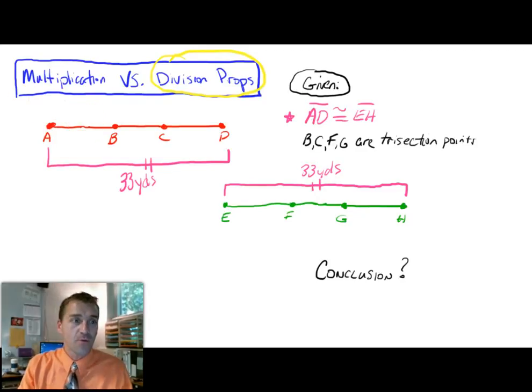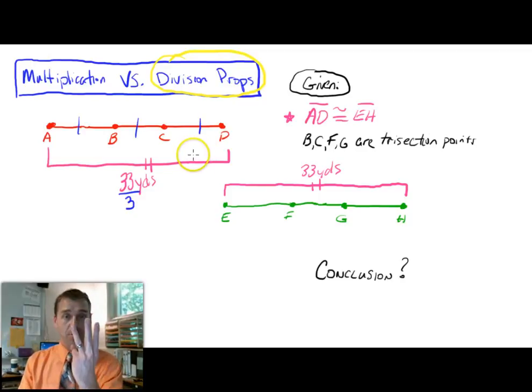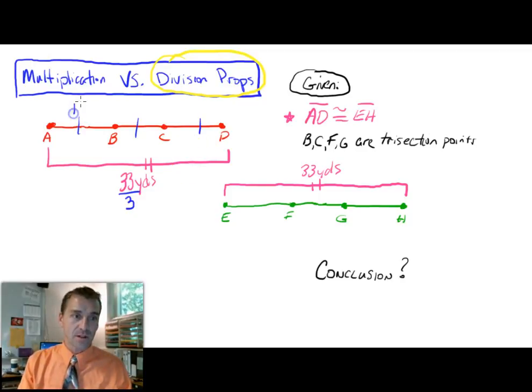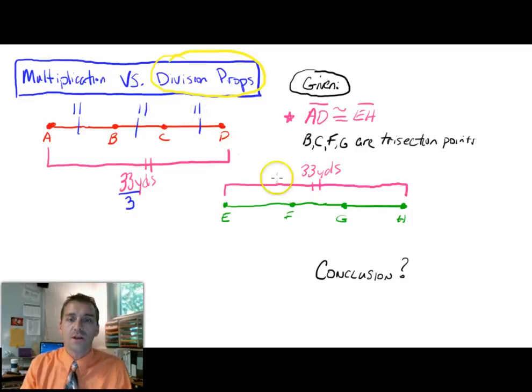I got it. If we know, and we do, that this entire segment is trisected, that means three equal parts. So therefore, if I took 33 and divided it by three equal parts, because I have a bigger thing that I'm now breaking up into three equal parts, division, that would mean that this is 11 yards, this is 11 yards, this is 11 yards. Oh, same thing down here. Since I know I started with bigger things congruent, then their like divisions are congruent. Divide this by three because it's trisected. So this would be 11, this would be 11, this would be 11.